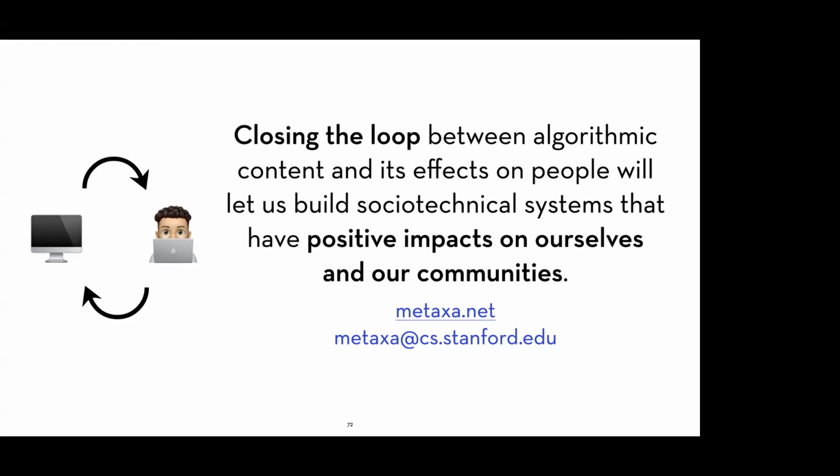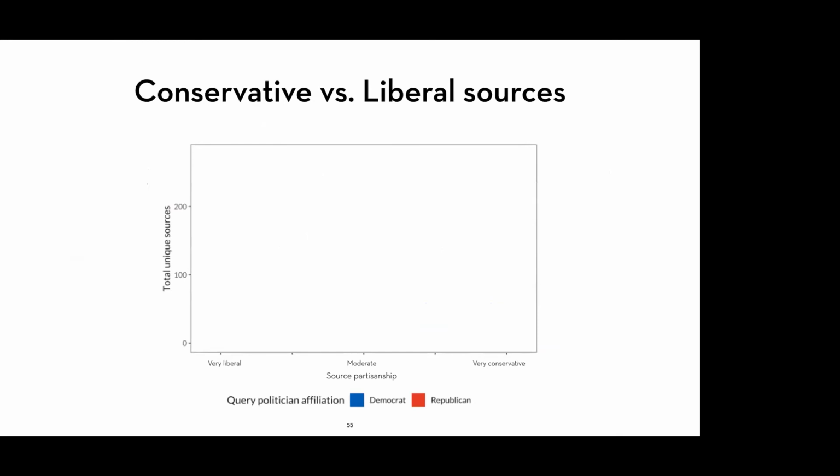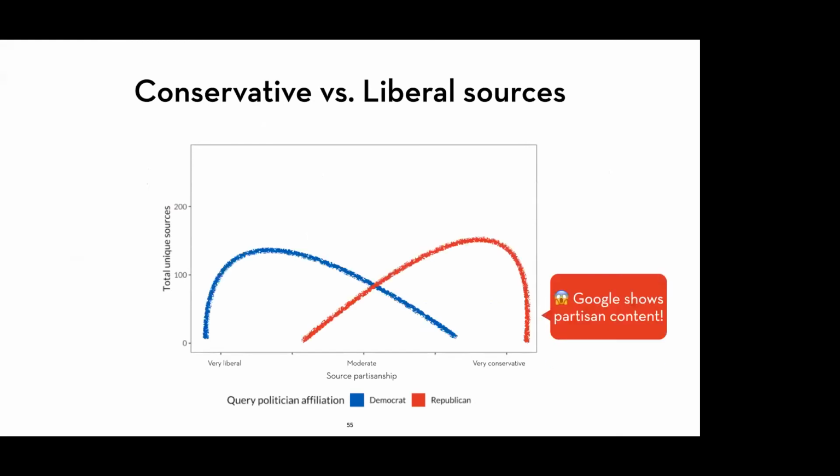Thanks for the talk, first of all. I was thinking about the first figure you had on the political partisanship. I think you counted the number of unique sources on the search page to determine whether it's right-leaning or left-leaning, the search results. How do you feel about counting the number of unique sources as the metric for this?